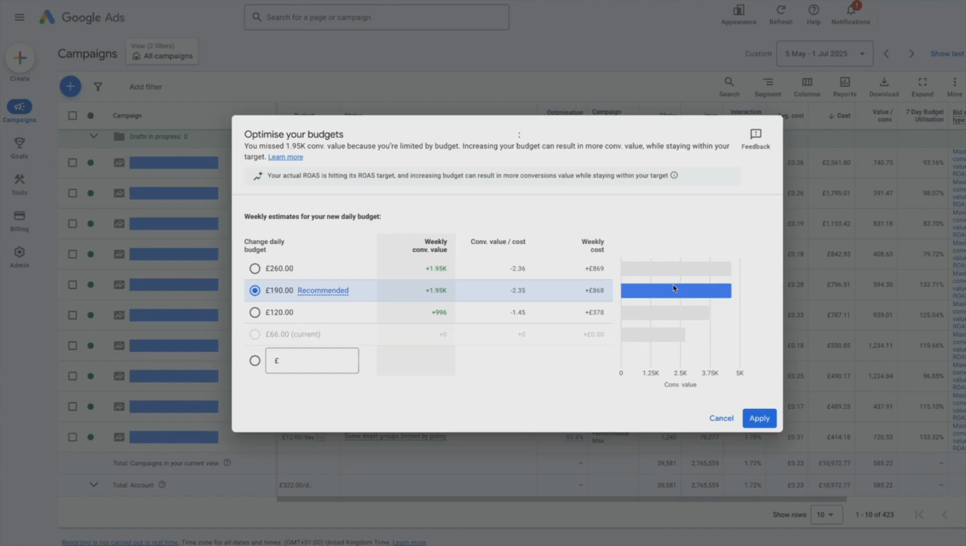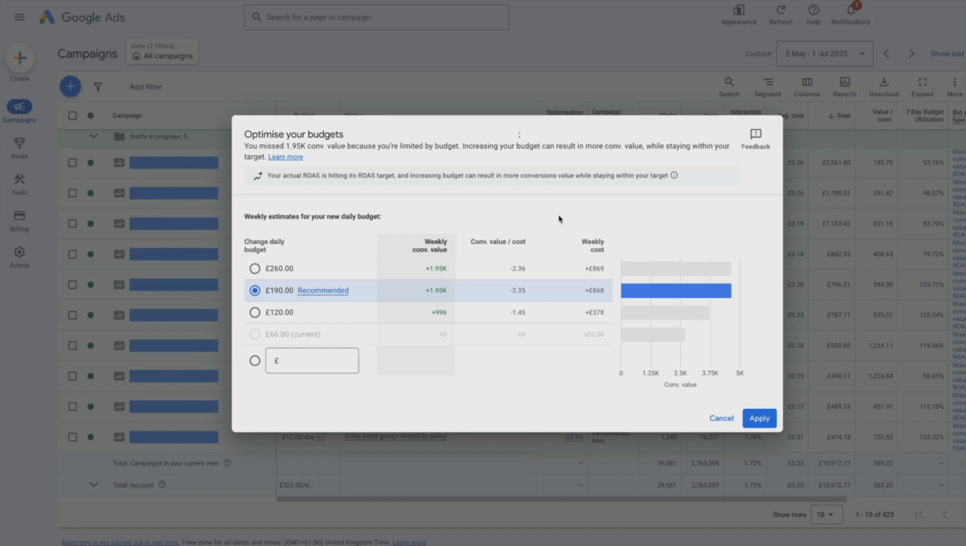And in the case of this particular account, the break-even return on ad spend needs to be 500%. So incrementally, those additional sales that could be achieved by increasing this budget are going to actually be making a loss. So this is something you've just got to watch out for.